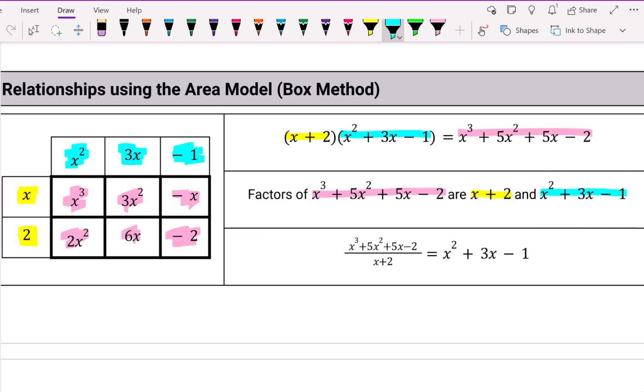The last one models division, and factors are the result of dividing, but you kind of express it in a different way. So if you were taking everything in the box, which is pink, and you divide that by what is on the left, which is x plus 2, you wind up with the result of what is on the top. So all of these mean the same thing, they're just written in a different way, okay?